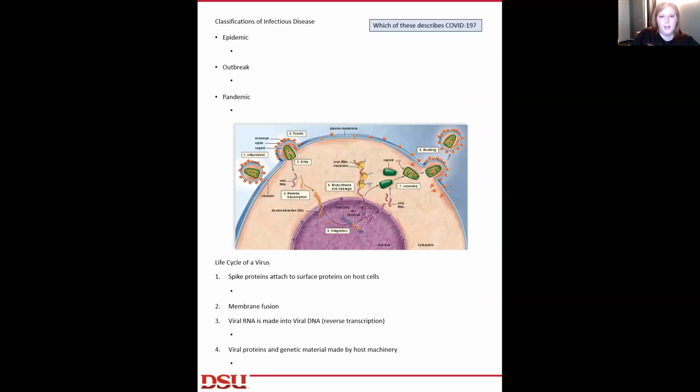All right, let's classify these terms, shall we? We will start with an epidemic. An epidemic is when a disease has more cases than is expected for a period of time. So you have more cases of the flu in North America during a flu season than you normally anticipate, than you normally expect to have. That's an epidemic.